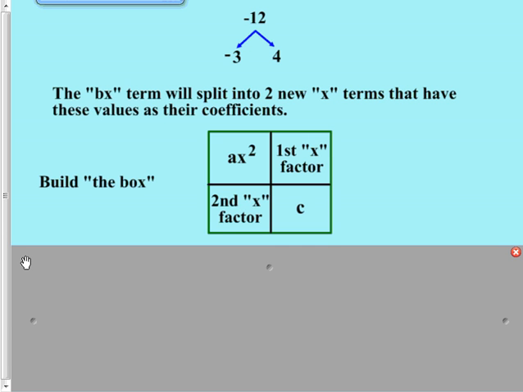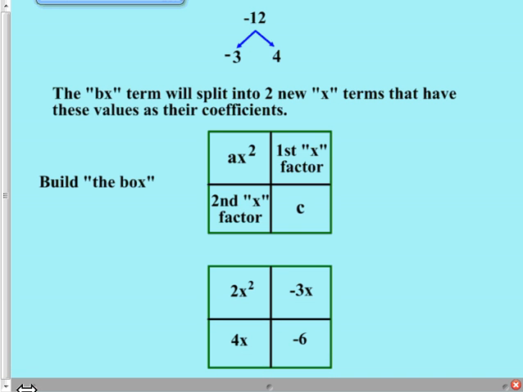So we're going to have negative 3 x's, and then we're going to have positive 4 x's, and they go on this other diagonal together. Okay, so using the information from the problem and from our factorization that we just did, we have 2x squared and negative 6 on one of the diagonals together, and then on the other diagonal are our new x terms, negative 3x and positive 4x.